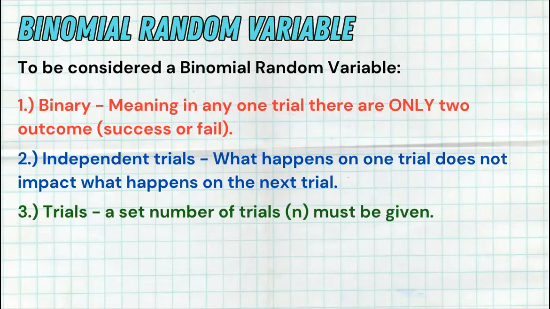And then the third thing is we have to be given a set number of trials, right? Because we need to figure out how many successes we could have in n trials. So n, the number of trials, must be given to us because otherwise it would just go on forever and ever.